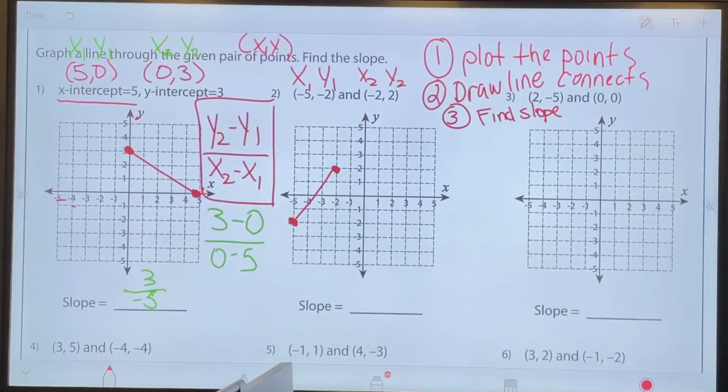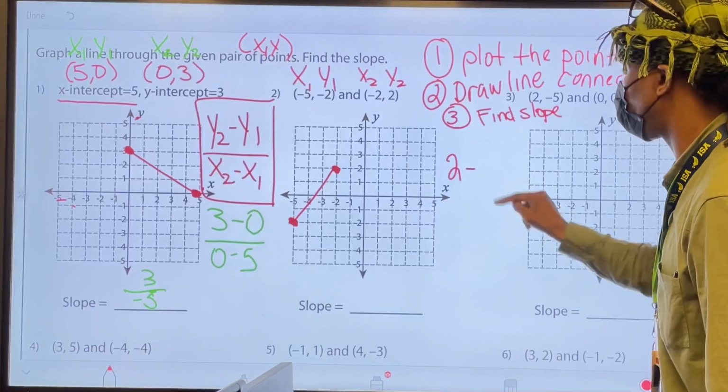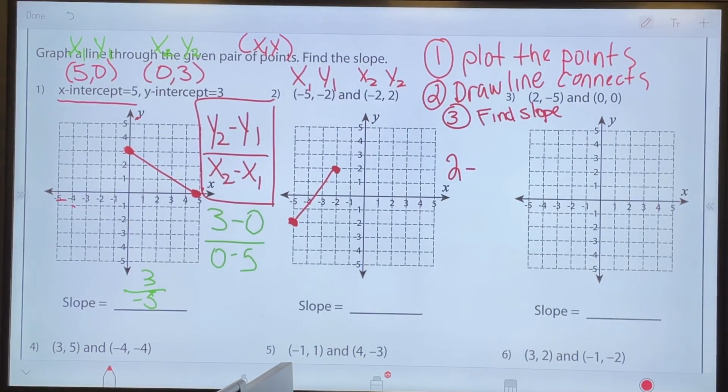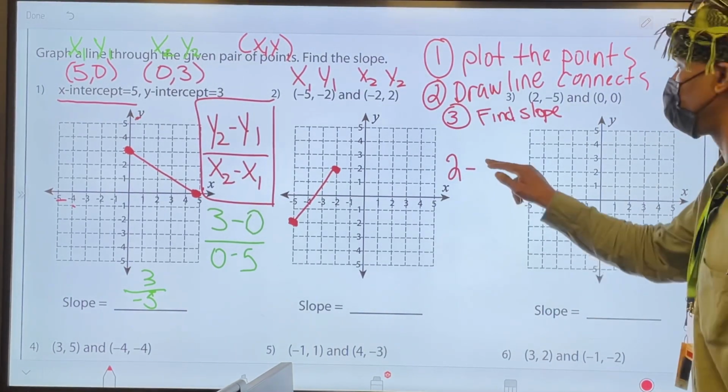What should the equation look like? What's Y2? 2. Hold up. Y'all ladies right here in the middle, y'all got to start talking. What's my Y2? 2 minus Y1. Negative 2, good.